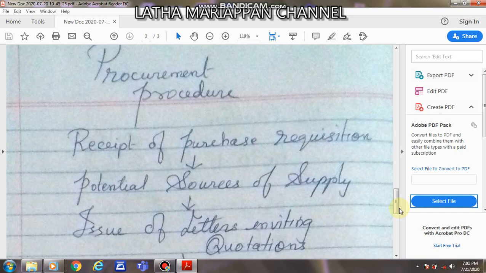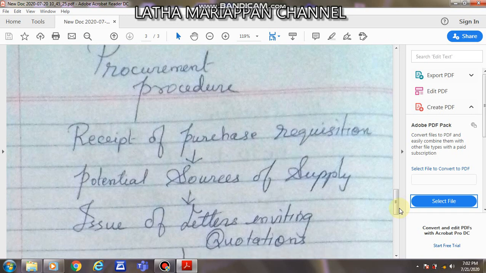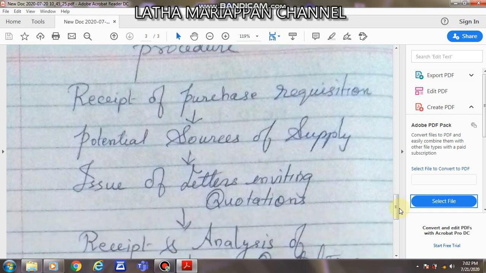In order to enable the purchaser to decide intelligently and to avoid future complications, the potential suppliers are often requested to provide details about additional charges, if any, in respect of packaging, handling, transportation and sales tax. You have to attach all those things. So this is a detailed letter about which material you need, and what quantity and quality you need. This comes under the third step.